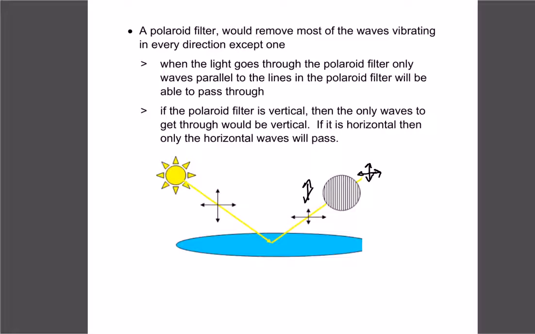Quite often, polarizing sunglasses do exactly this. They usually have vertical lines cut in them, to help cut out the glare off of anything that's shining.